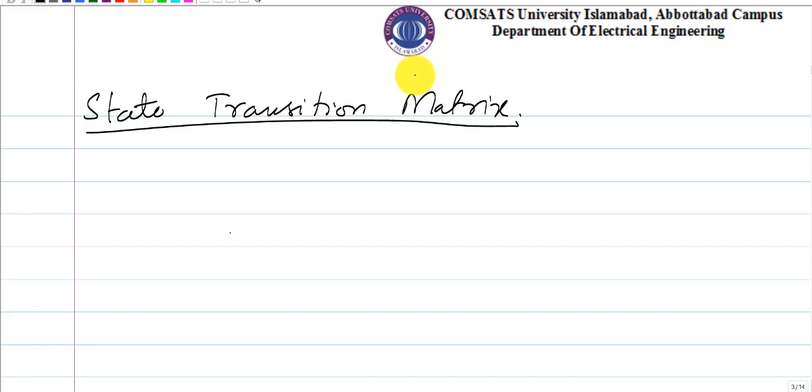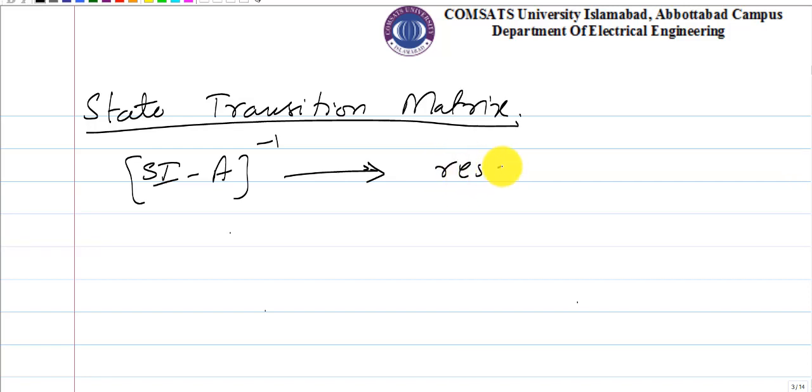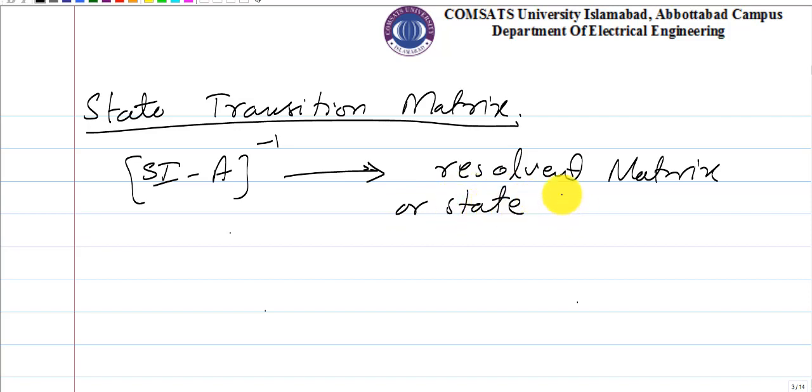in the time domain. As we know, we have seen this matrix sI minus A. If we take the inverse of this matrix, we call it the resolvent matrix, or the state transition matrix. Okay, so this is the state transition matrix.